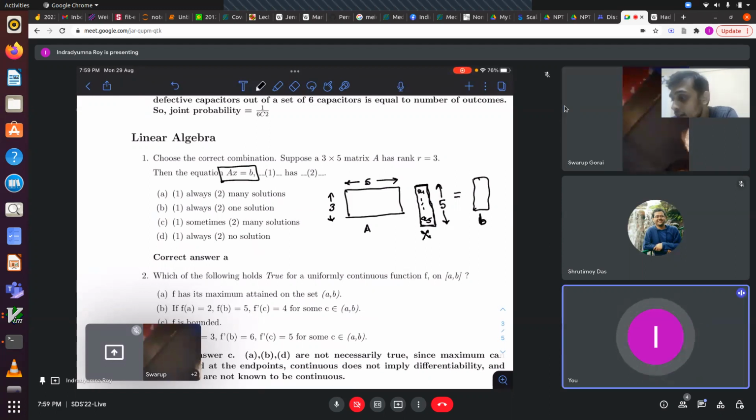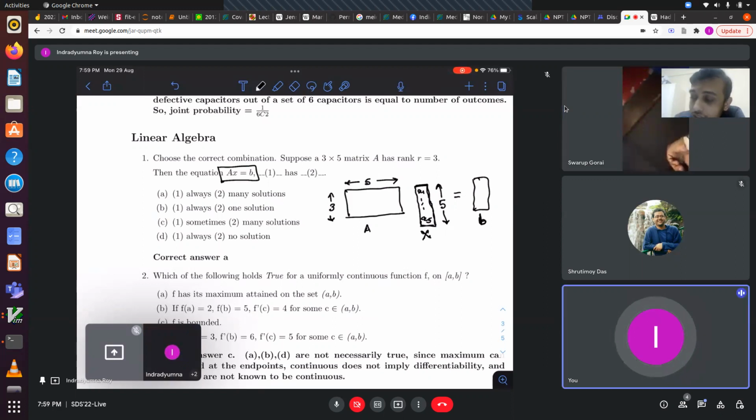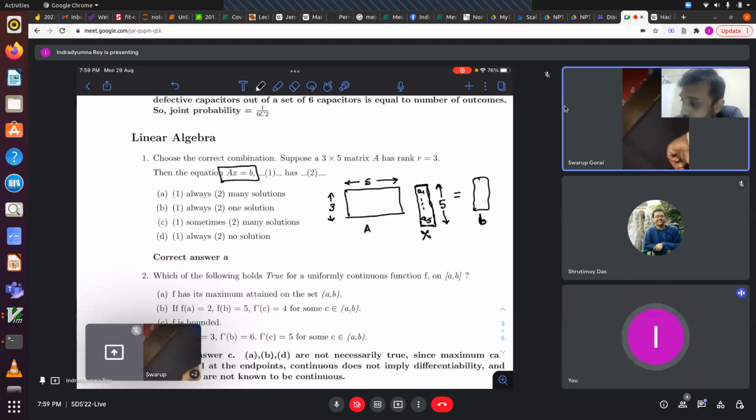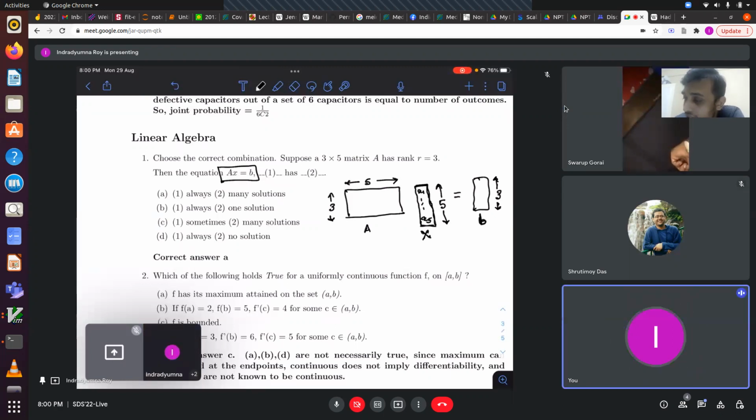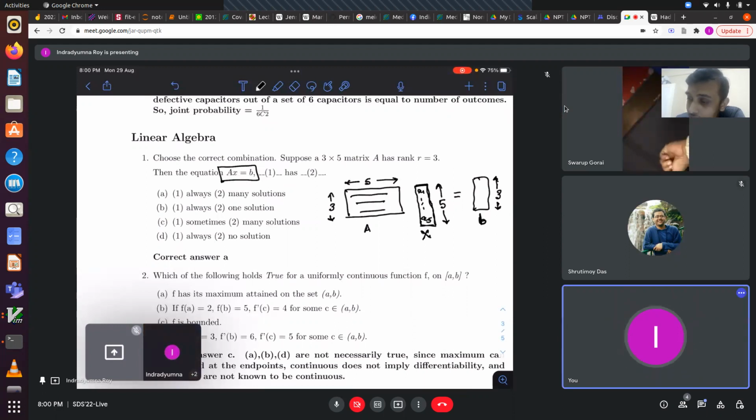So what happens when you multiply a 3 cross 5 matrix with a 5, or let's say 5 cross 1? I can multiply. So what is the shape of the resultant matrix? It will be 3 cross 1. So this will be 3 cross 1, right? So there are 3 entries here. Basically what is happening is you are multiplying this row with this column of X, and then this with this. So 3 times you are doing this, right?